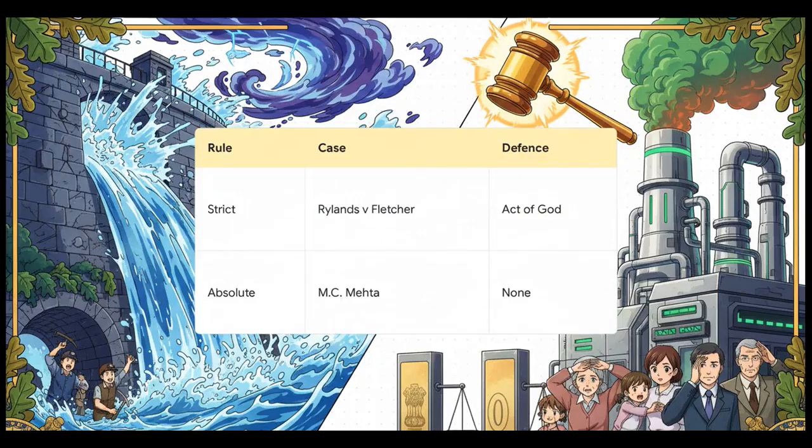And this brings us to a brilliant illustration of how liability for dangerous activities has evolved. On one hand, we have the old 19th century English rule of strict liability from Rylands v. Fletcher.